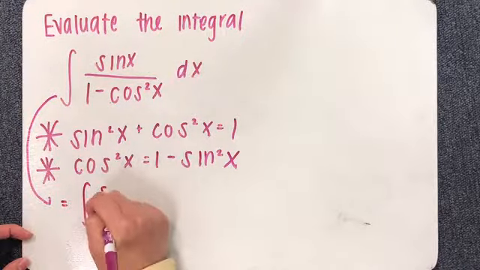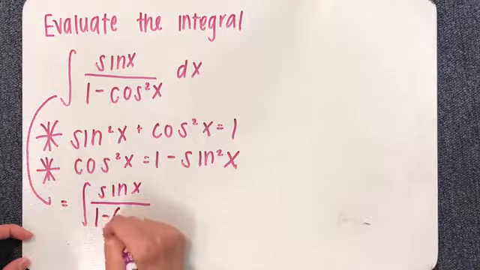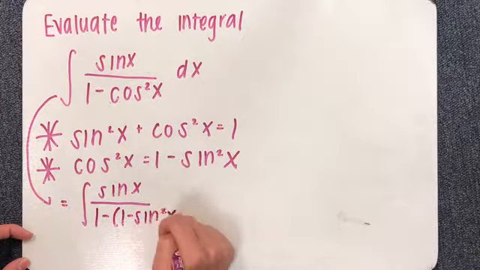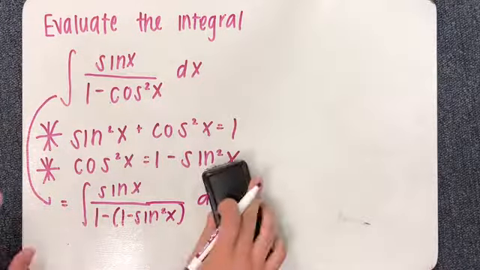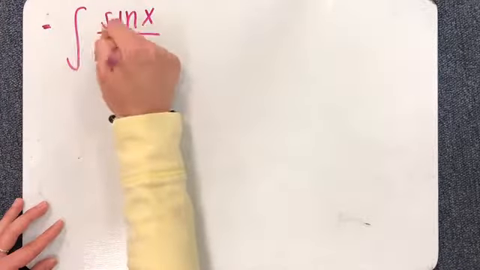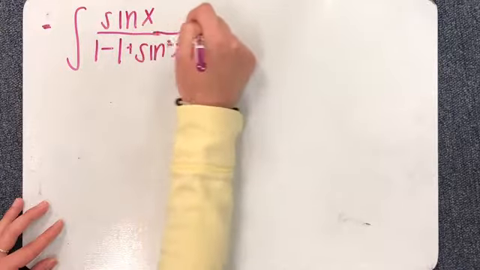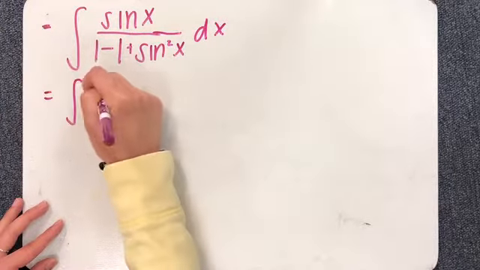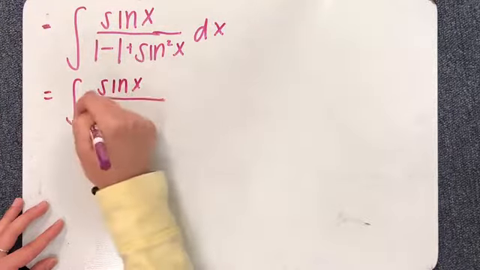Now we will substitute 1 minus sine squared x for cosine squared x in the denominator. Now we will distribute the negative. We are left with the integral of sine x over 1 minus 1 plus sine squared x dx. Simplified, this becomes the integral of sine x over sine squared x dx.